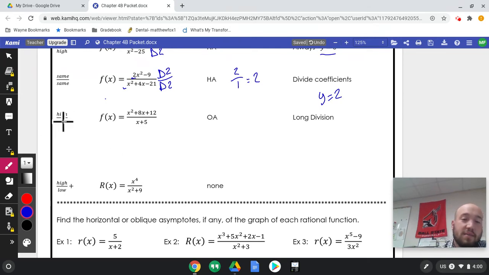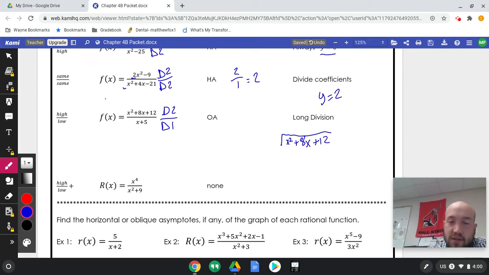Okay, so sometimes the top is going to be higher than the other. So for example, on this one, this is degree 2, it's x squared, all over degree 1. And if that is the case, you know there's an oblique asymptote. And to find it, we use long division. So we solve, and whatever we get is our answer. That is where the oblique asymptote occurs.